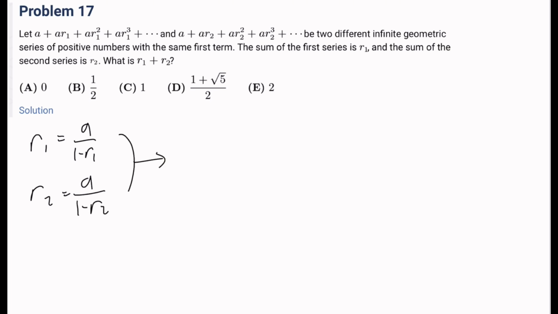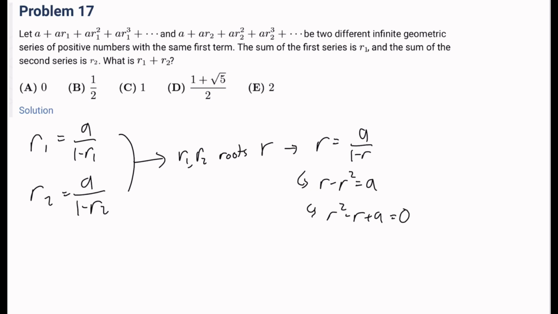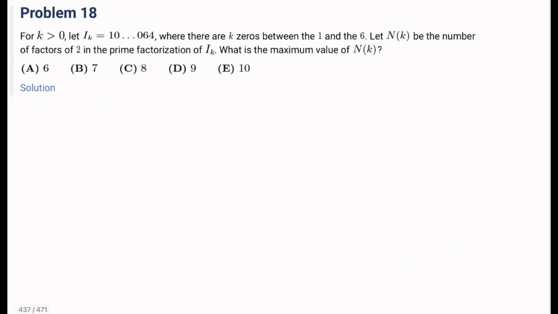Then let's just bring r1 and r2 together, and let's say that r1 and r2 are the roots of r. And then we'll just use r to express both of these, right? So that gives us r equals a over 1 minus r, and so this gives us that r minus r squared equals a. So r squared minus r plus a equals 0. And so we want r1 plus r2, which is just the sum of the roots, right? So the sum of the roots is going to be negative 1 over negative 1. That's going to be 1. So 1 is the answer. It's C.